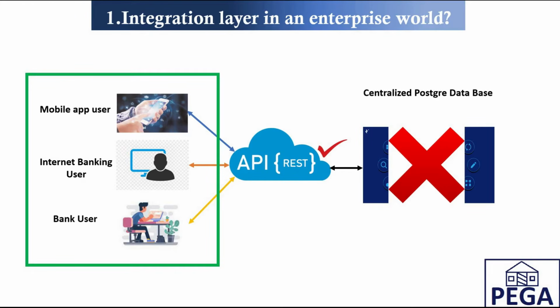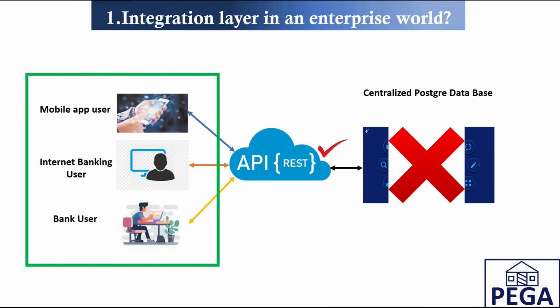And the third benefit is that you do not need to make any changes in the individual application layer, whether it is the mobile app user, internet banking user, or bank user. You are going to change only the API layer. So the bank saves a lot of cost, and at the same time, for the user experience there is very little chance of breaking anything, because the front end doesn't have to undergo a lot of changes, right? So that is the beauty of having an API there always in an enterprise world.